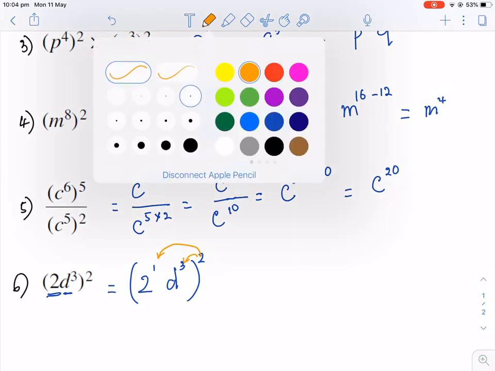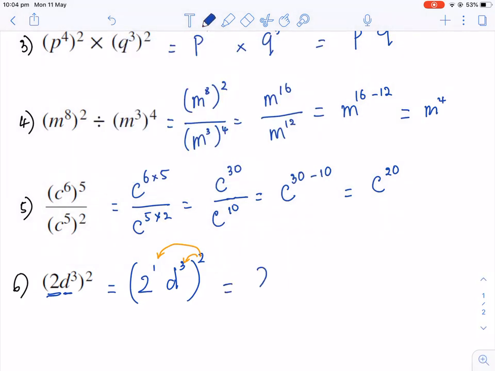So it equals 2 to the power 1 times 2 and d to the power 3 times 2. So your answer is 2 squared d to the power 6.